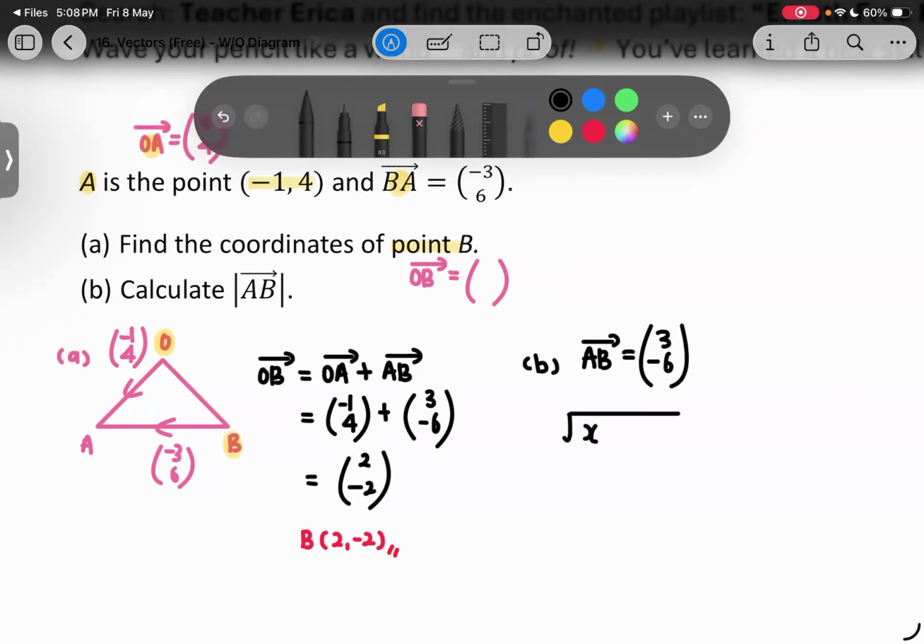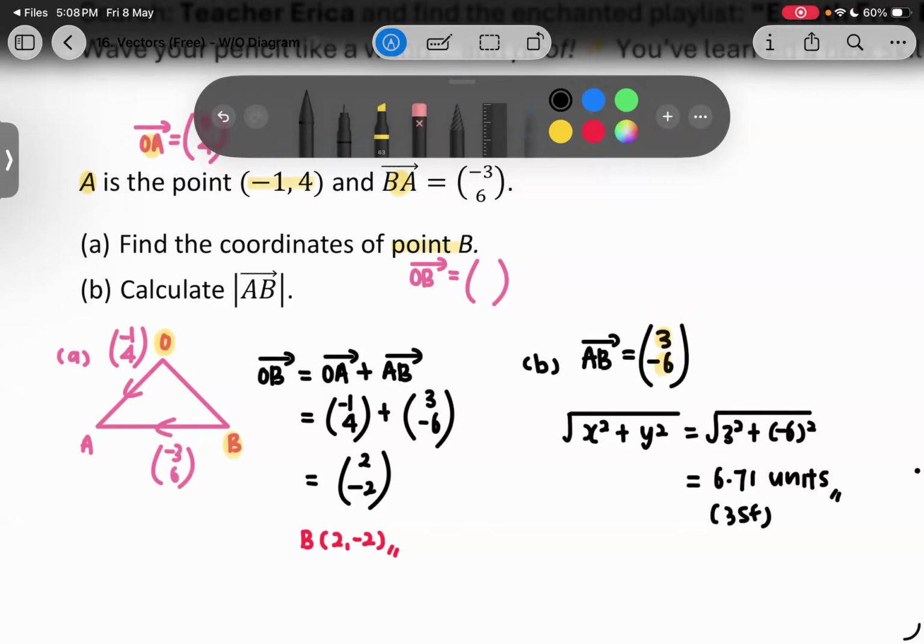It's actually just your x squared plus y squared. This is your x, this is your y. Take into consideration the negative signs as well, so minus 6 squared. This one, 3 significant figures will do. So this one here will give me 6.70, so 6.71 to 3 SF. Okay, so without diagram, very, very simple.